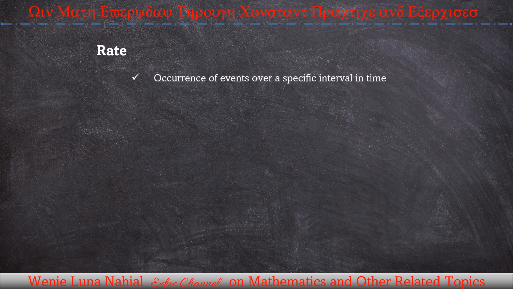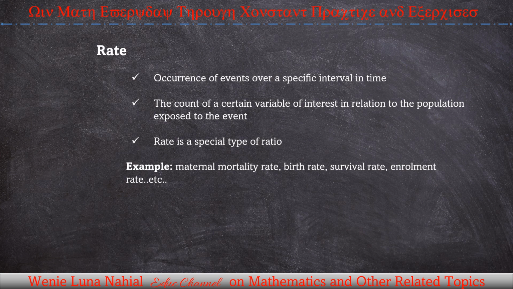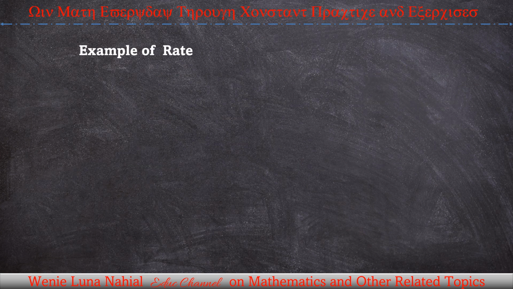Rate. Occurrence of events over a specific interval in time. The count of a certain variable of interest in relation to the population exposed to the event. Rate is a special type of ratio. Examples: maternal mortality rate, birth rate, survival rate, enrollment rate, etc.